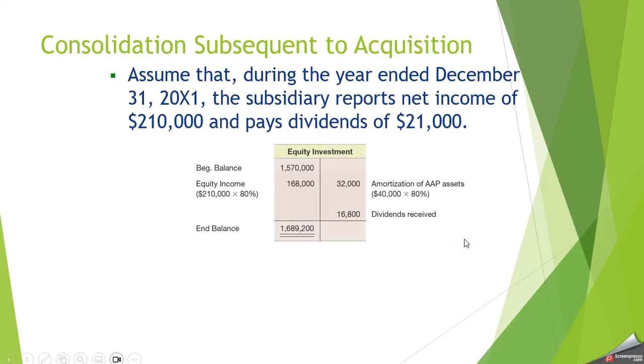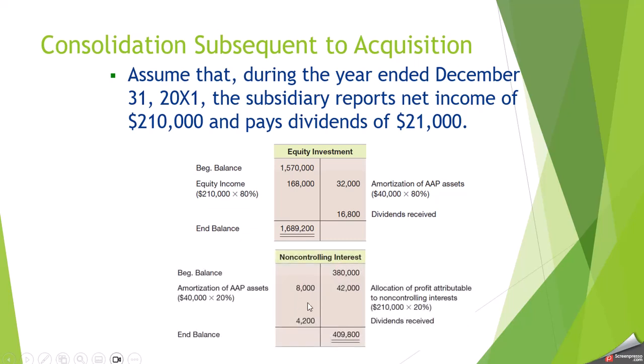Then we get into what about our income? So then now our income, the parent is only going to be entitled or get to record 80% of the sub's net income. They also are only going to receive 80% of the dividends. And the amortization of those acquisition accounting premium assets or the depreciation, they only get 80% of those. So then the equity investment will be adjusted for that percentage. Then notice the NCI gets their share. They get their share of the amortization, they get their share of the profit, and they get their share of the dividends.